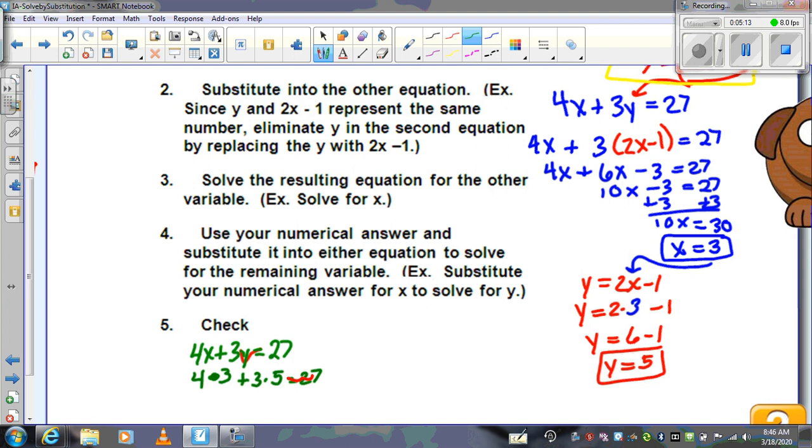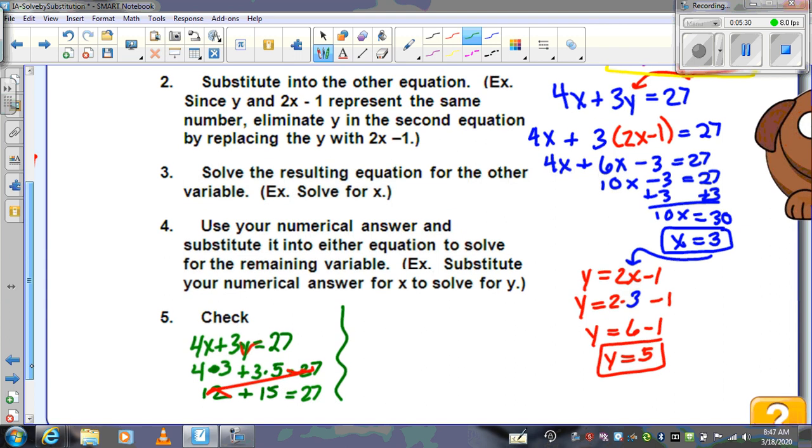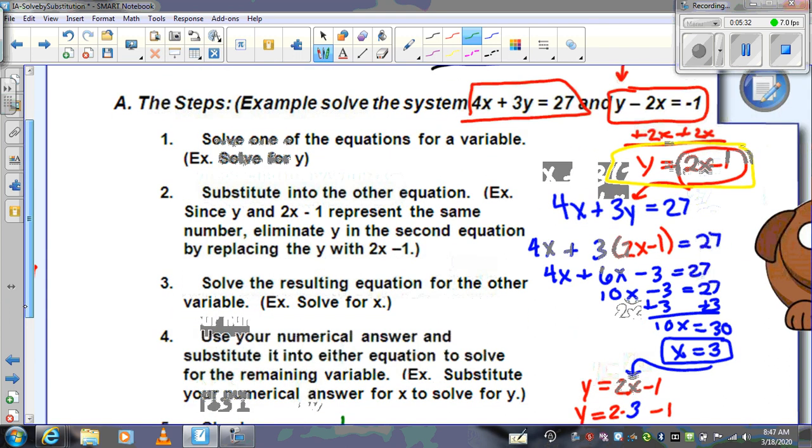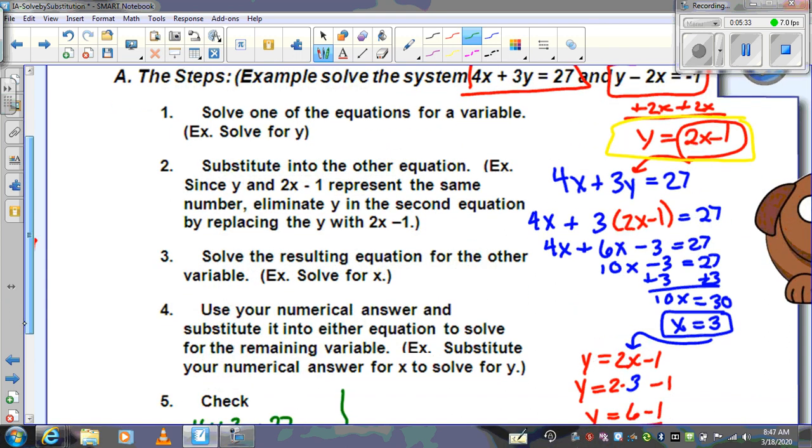I'm not quite sure where the red ink is coming from. So 12 plus 15, does 12 plus 15 equal 27? It does. All right, I'm going to do this again. My other equation was y minus 2x equals negative 1.